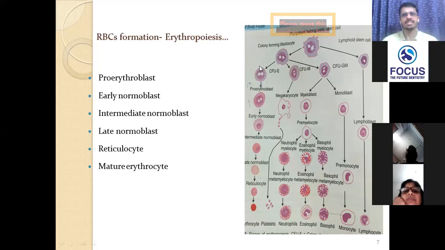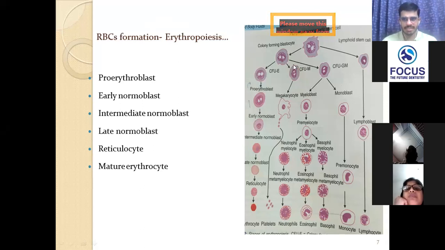Coming to the process involved in RBC synthesis, which is erythropoiesis, it occurs under the influence of a hormone called erythropoietin, which is basically a glycoprotein in nature. Erythropoietin is produced in the capillaries in the kidney, in the renal capillaries. So erythropoietin brings about the stages of erythropoiesis.